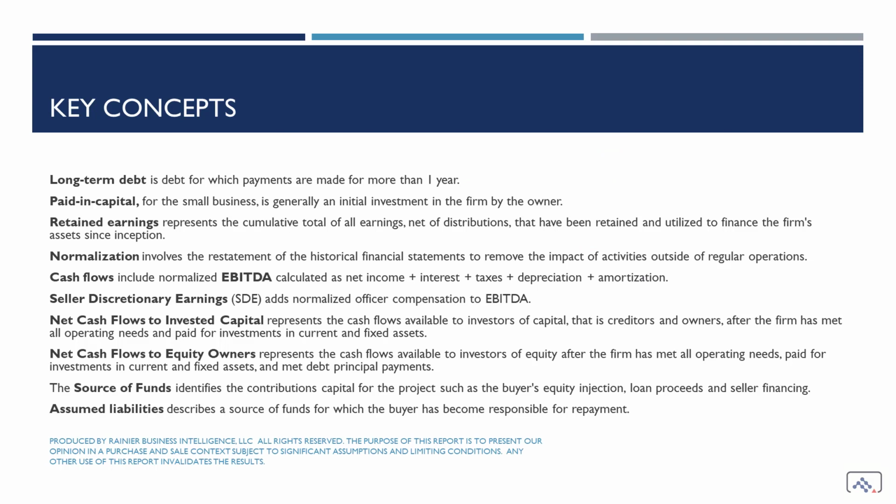Normalization involves the restatement of the historical financial statements to remove the impact of activities outside of regular operations. Examples of adjustments include officer compensation, property rent expense, excess fringe benefits or reimbursements.